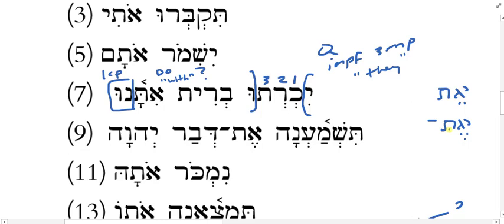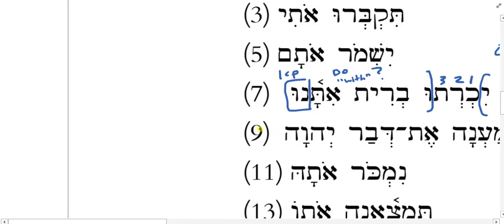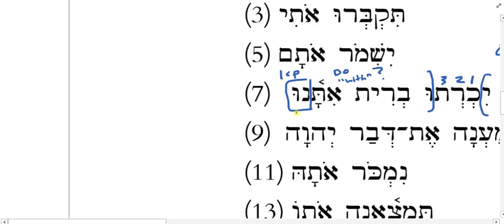But when I attach pronominal suffixes to the et, then I can tell the difference. And here it is. Okay? I'm going to jot it down for you over here. We have itanu for one of them, and otanu for the other.